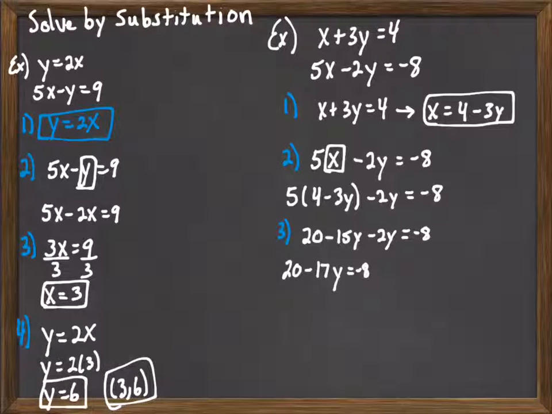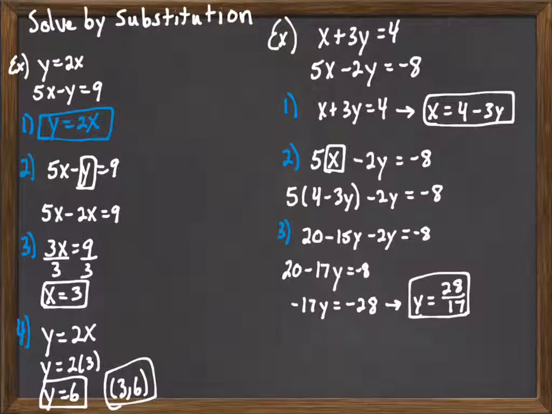And now at this point we want to get y by itself. So we can take that 20 and subtract that from both sides. And we get negative 17y equals negative 8 minus 20, which is negative 28. And so finally now, divide both sides by negative 17. We get y equals 28/17.